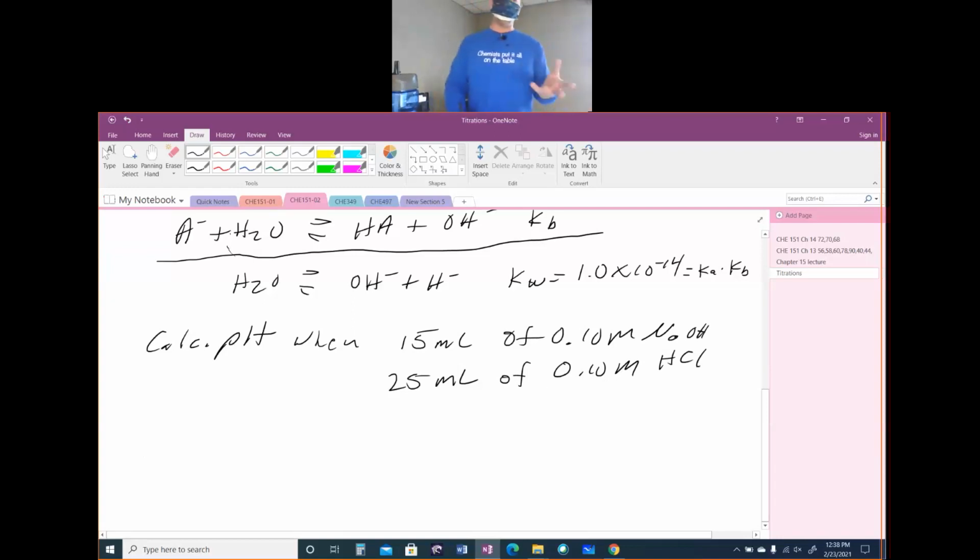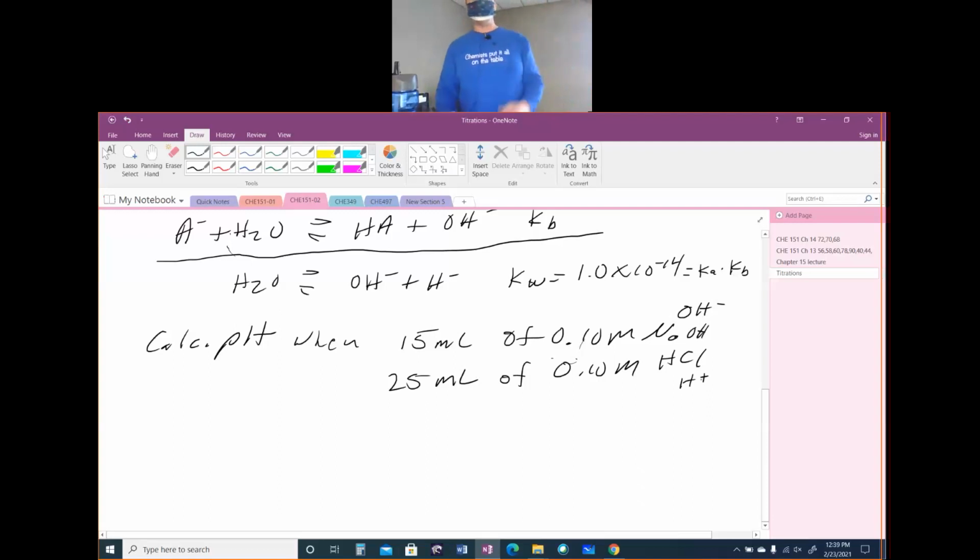Why not? All right, so this is a problem where you are doing a titration of NaOH, which you have to recognize as a strong base. So that's your OH minus. And a strong acid that you have to recognize, HCl, is a strong acid. And so you have your OH minus and your H plus.